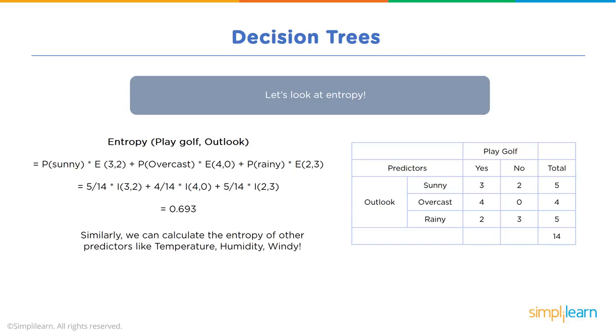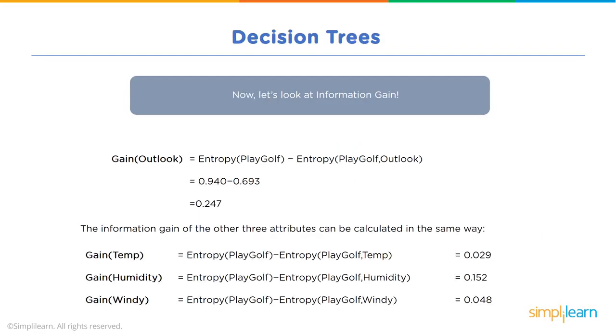And we get 0.693. Similarly, we can calculate the entropy of other predictors like temperature, humidity, and wind. And so we look at the gain for outlook. How much are we going to gain from this? Entropy of play golf minus entropy of play golf given outlook. We can take the original 0.94 for the whole set minus the entropy of just the rainy day and temperature, and we end up with a gain of 0.247. So this is our information gain.